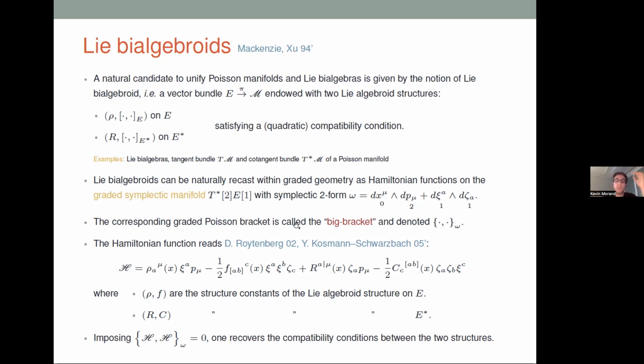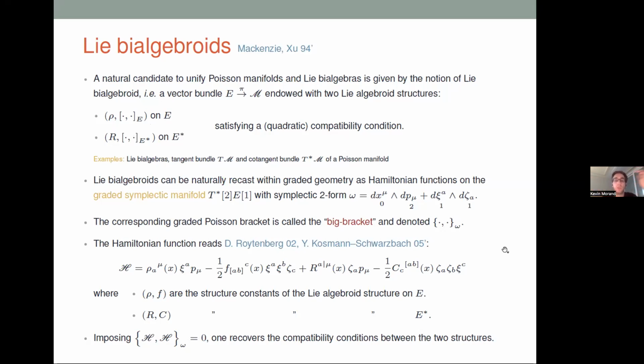And we can characterize Lie bialgebroid as a Hamiltonian function. The Hamiltonian function in this context is a function of degree 3, which satisfies some nilpotency condition, that is H H equals 0. Here we can construct some function using the structure constants associated to this data. Here we have structure constants from rho and f. So this is the Lie algebraic structure living on E. We have R and C, the algebraic structure on E star. And imposing this quadratic condition will reproduce all the consistency conditions. For example, that this data forms a Lie algebroid, this one as well, and also the compatibility condition.